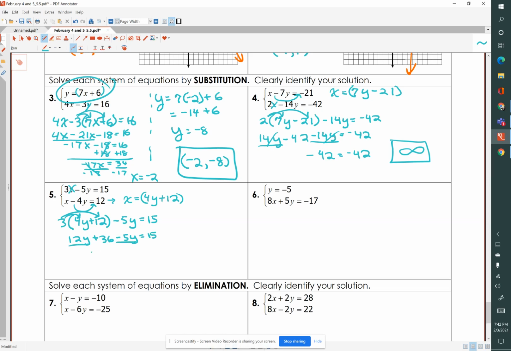12y minus 5y, combining like terms, is 7y plus 36 equals 15. I'll subtract 36 from each side. 7y equals negative 21, and when I divide both sides by 7, y equals negative 3. Now I will substitute negative 3. I think I'm going to go ahead and pick this equation here. So x equals negative, well, first 4 times negative 3, so I don't want to forget the 4.